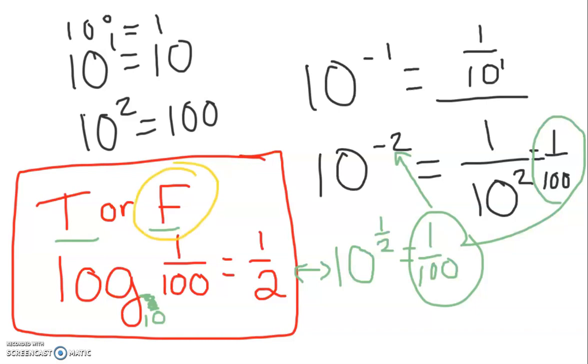Because I've converted this log statement that they gave me to an exponential, its inverse, and it did not turn out true. Again, you could type that log thing on your calculator, log of 1 over 100, and it would not be 1/2. So you'll get a true/false or a multiple choice just to look and say, okay, is that a true statement or not? And then use those conversions or your calculator. Okay, last one, and then I'll open up for questions here.